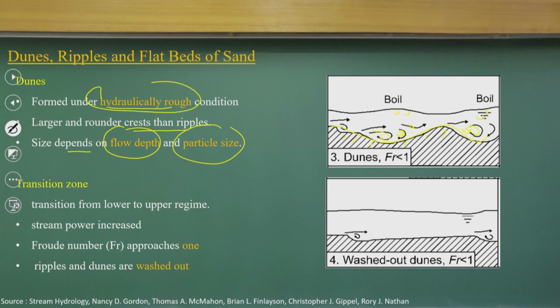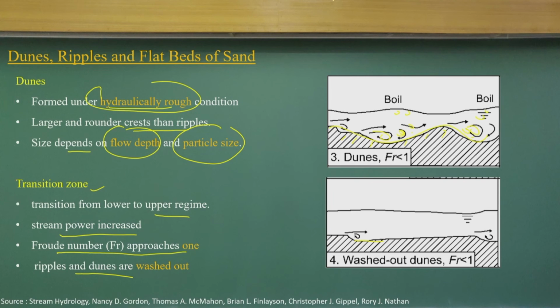If you further increase it, and the flow Froude number comes closer to 1, then these domes will be washed out. It will have a transitional zone, from the lower to the upper zone of stream power increase. As the flow Froude number approaches 1, the ripples and dunes will be washed out, and again it will become a plane surface.